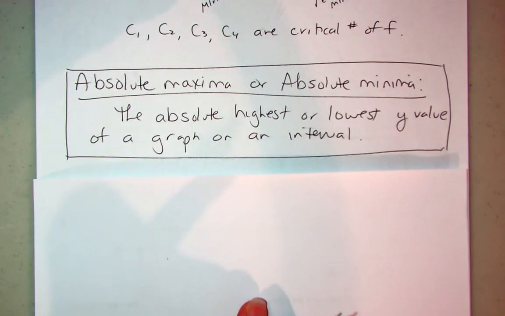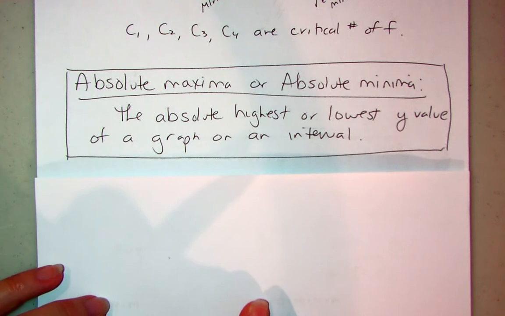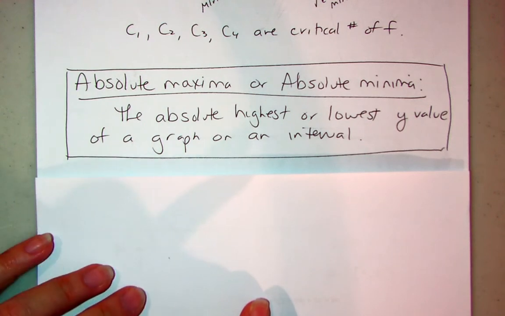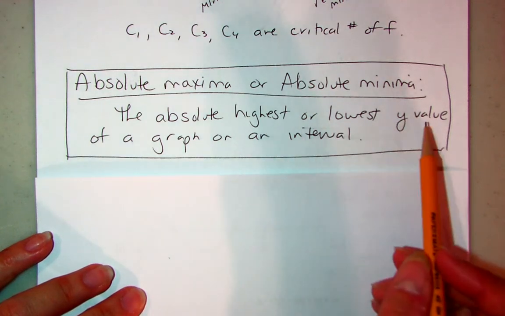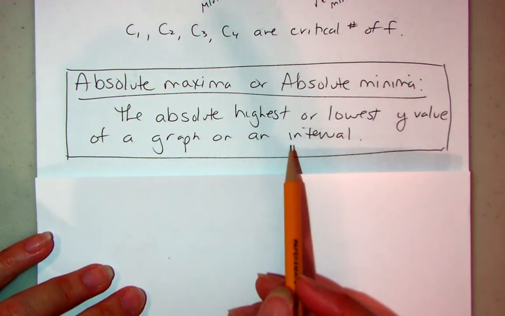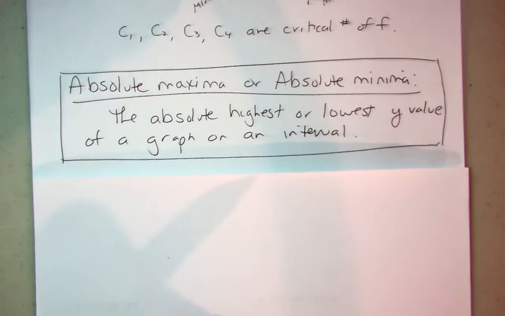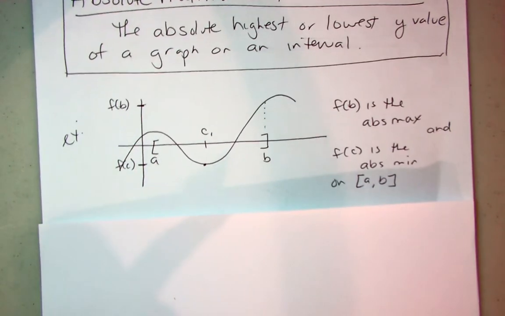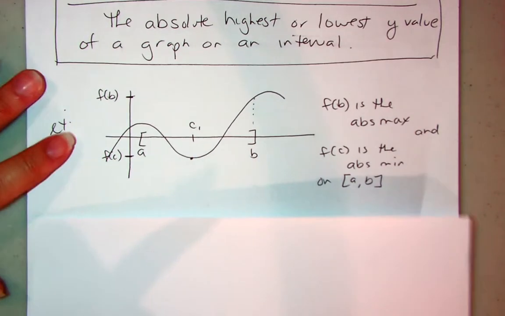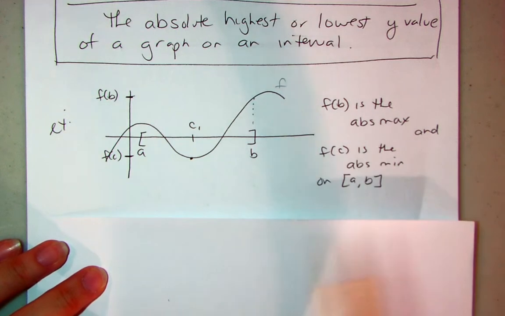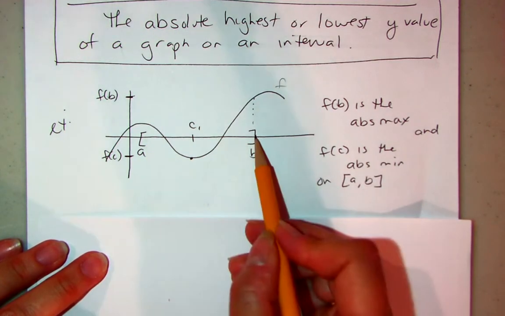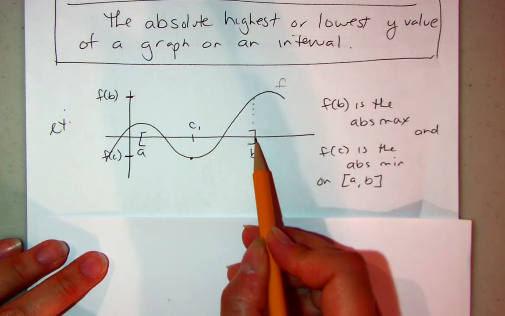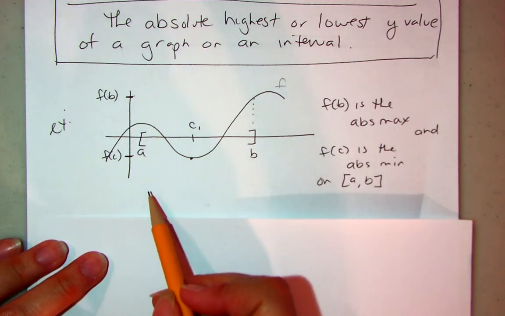Next is absolute, not relative, absolute maxima or absolute minima. The absolute highest or the absolute lowest y value of a graph on a particular interval. Let's look at a pictorial representation of this. I have a graph of f. I'm going to go ahead and use the interval, a closed interval from a to b, which means I can also use a and b. I'm using interval notation there.